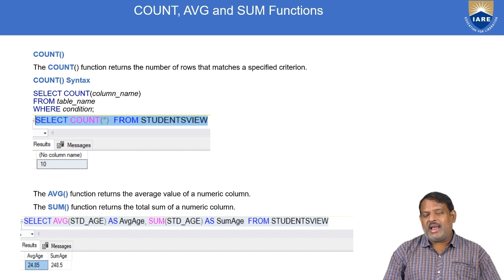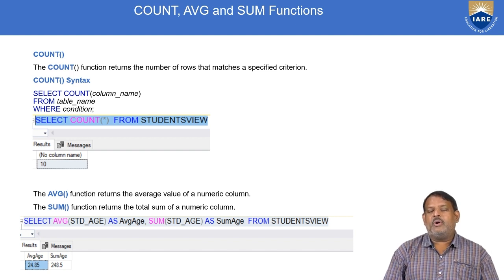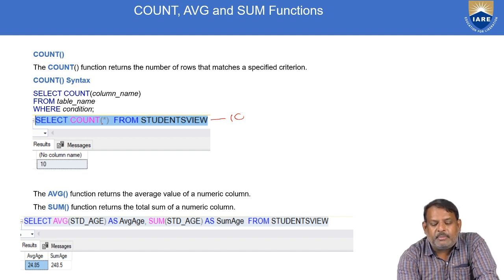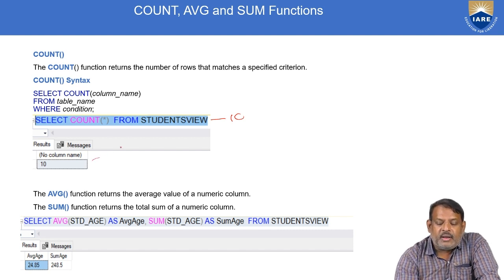Sum is like adding of the data. Count is counting the head count. When I say count star, it means the count of all the data, all the number of rows in a table. My student view has 10 records. If a student table has 10 records, when I say select count star, all the rows are counted: 10 records.